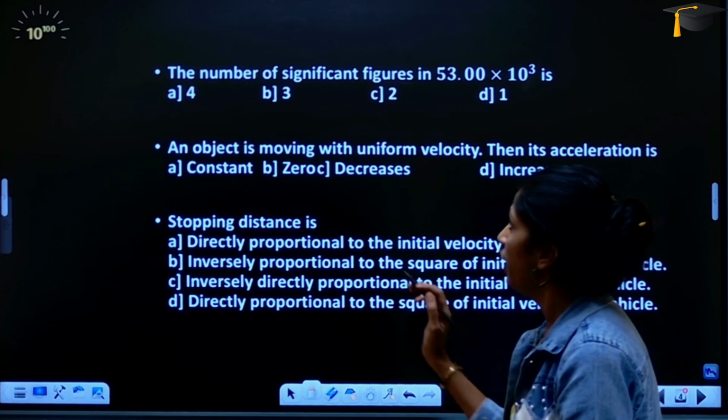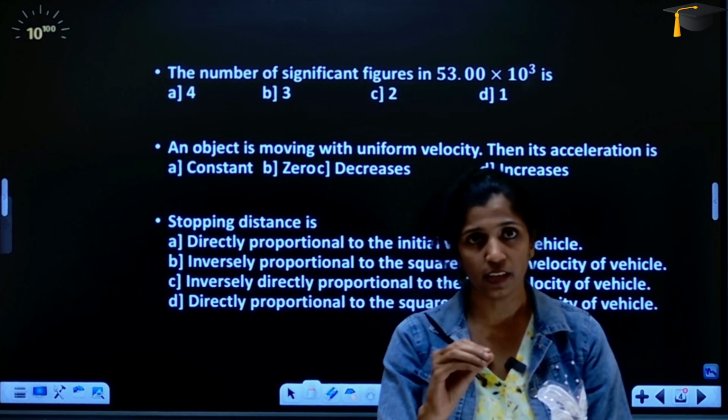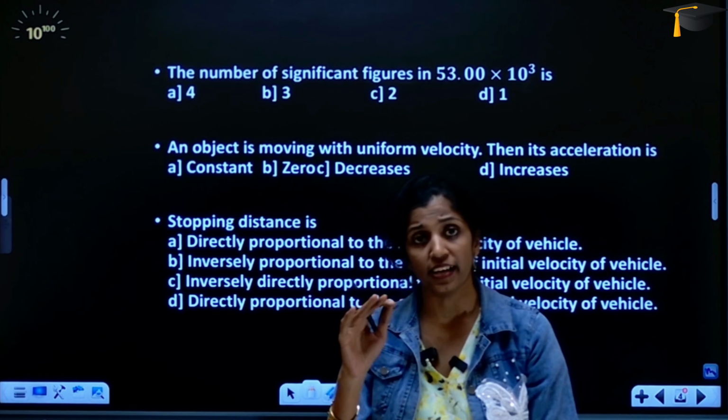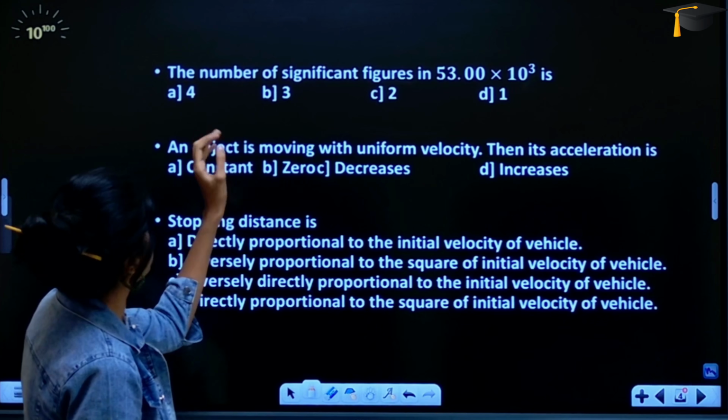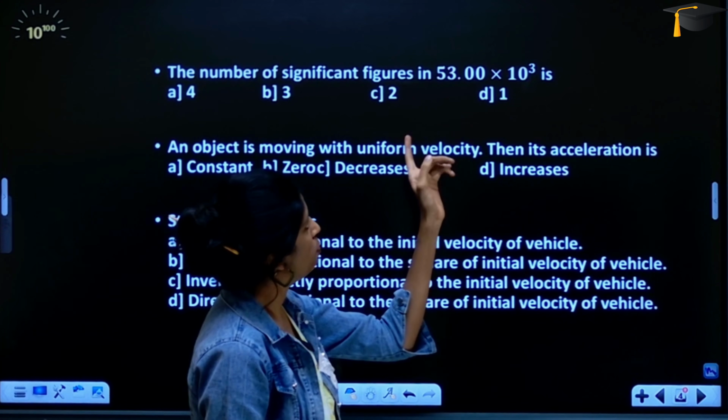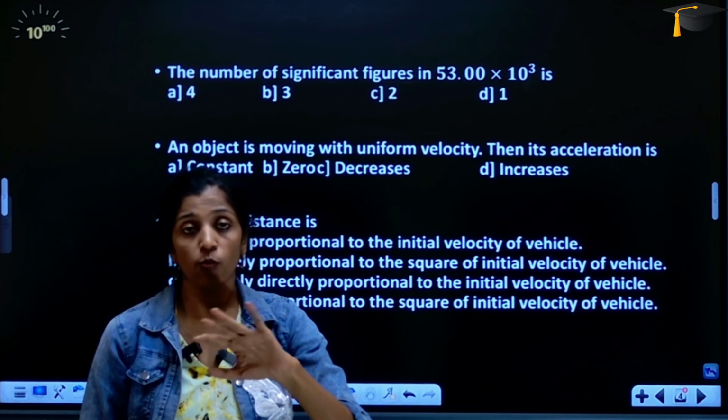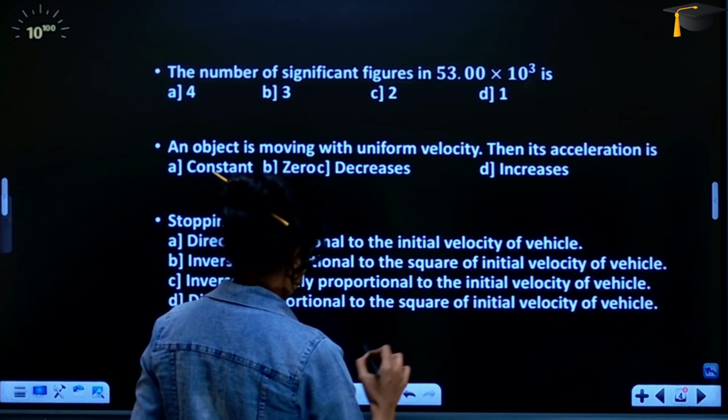Now moving to the MCQs, I've taken a few MCQs and fill in the blanks. First, let us cover these. You can take it as a model paper. The first question: the number of significant figures in 53.00 into 10 power 3. What's the total number of significant figures here?